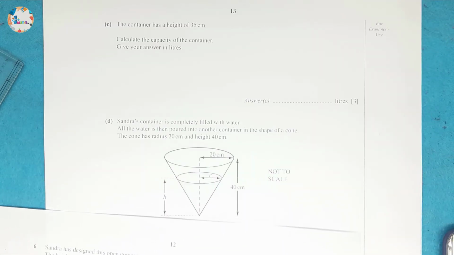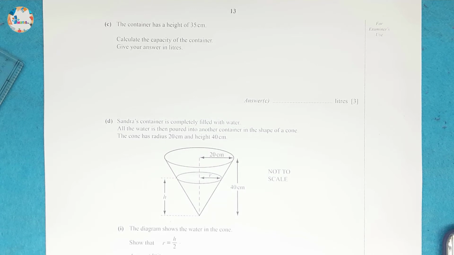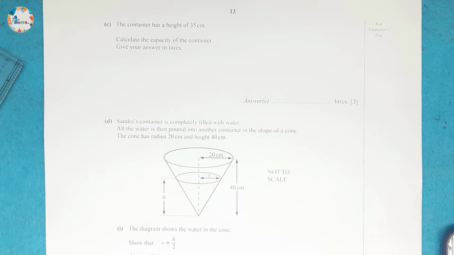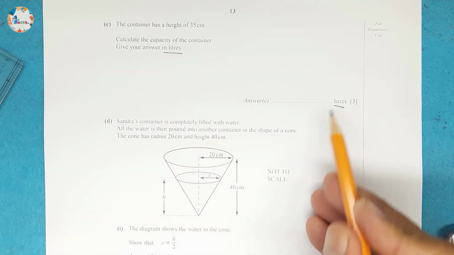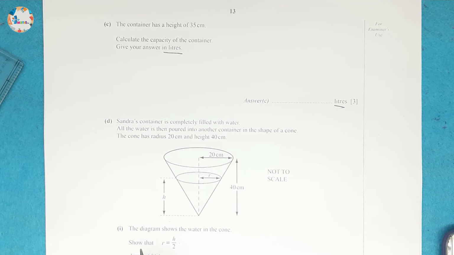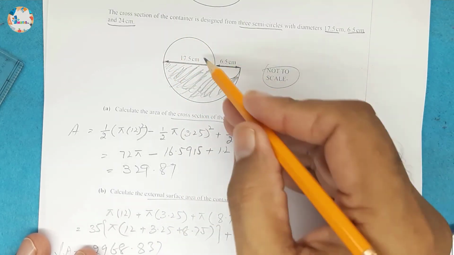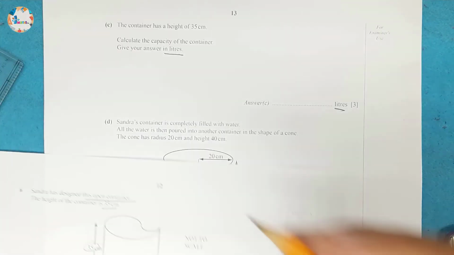Now the container has a height of 35. Calculate the capacity of the container. Give your answer in liters. So for this part, we have to provide the answer in liters. So we will take the base area, which we have already calculated. I'll show you, the base area is 329.9.